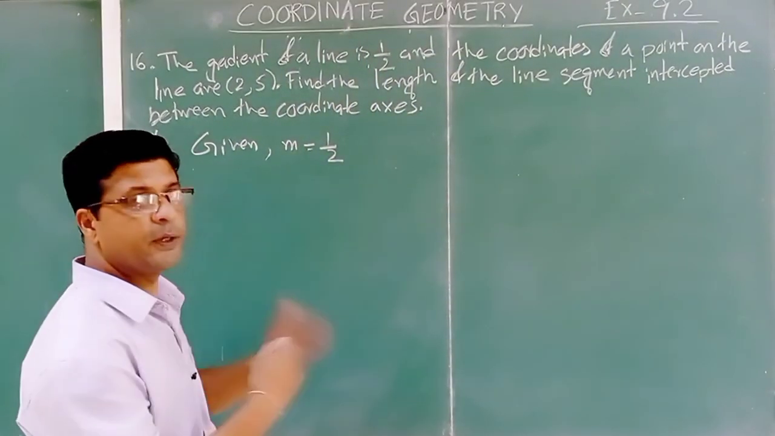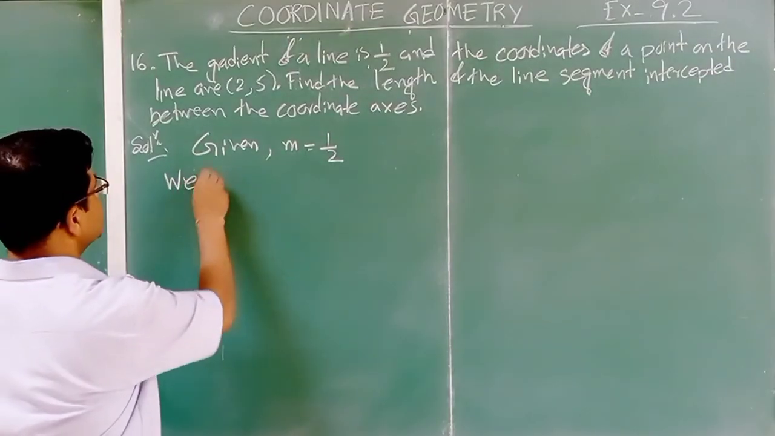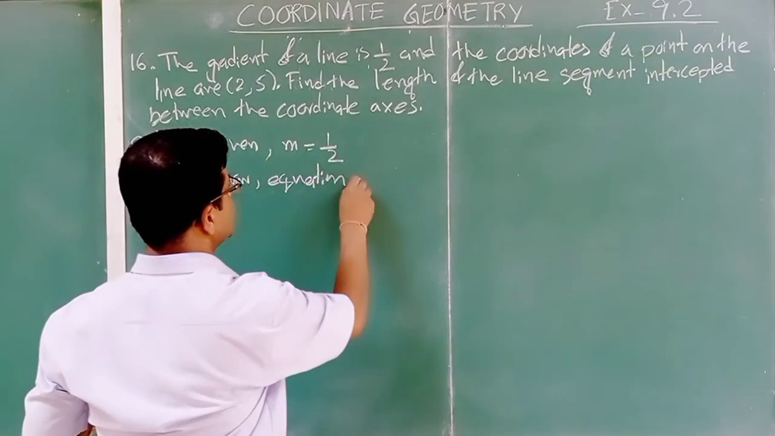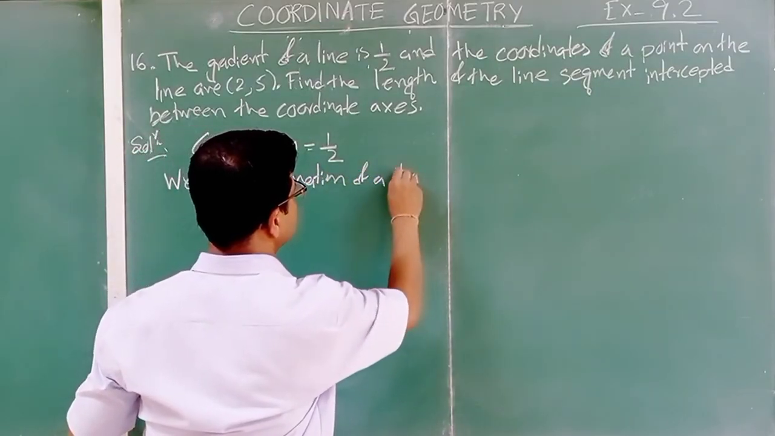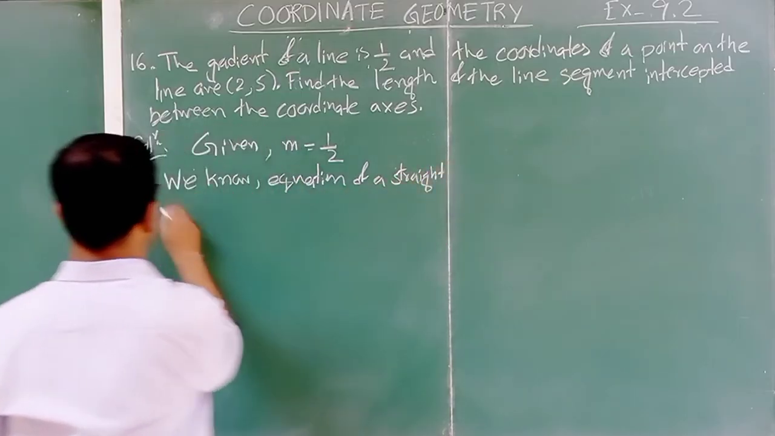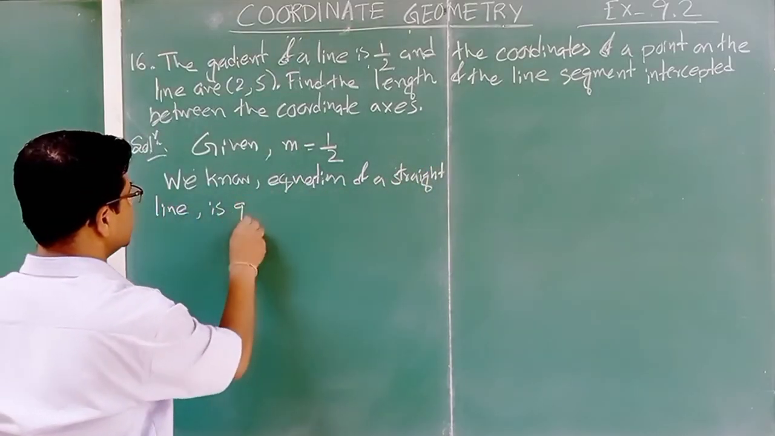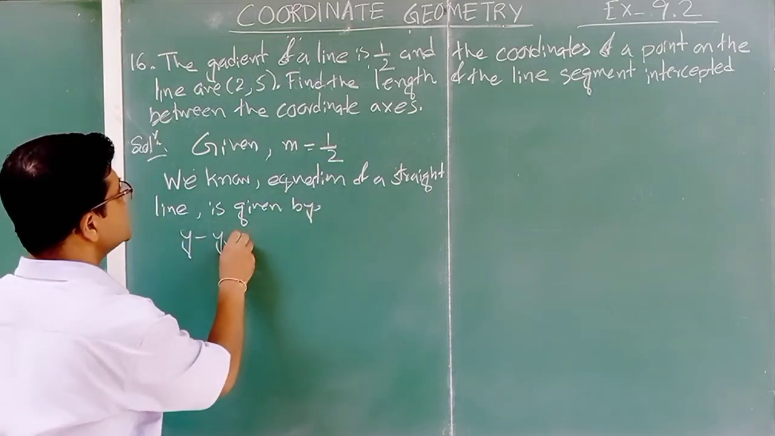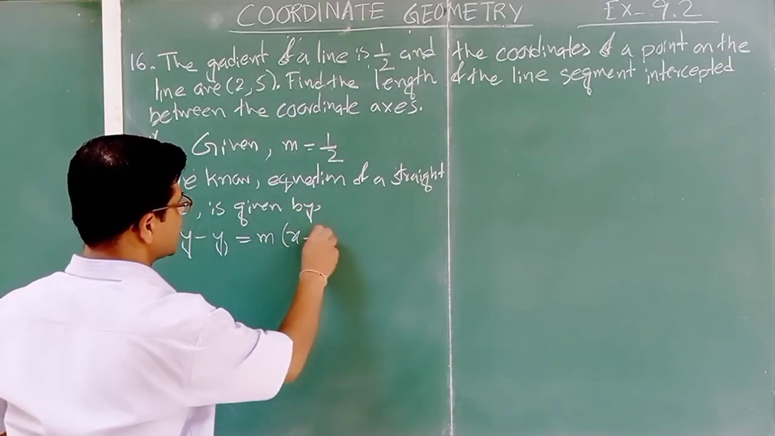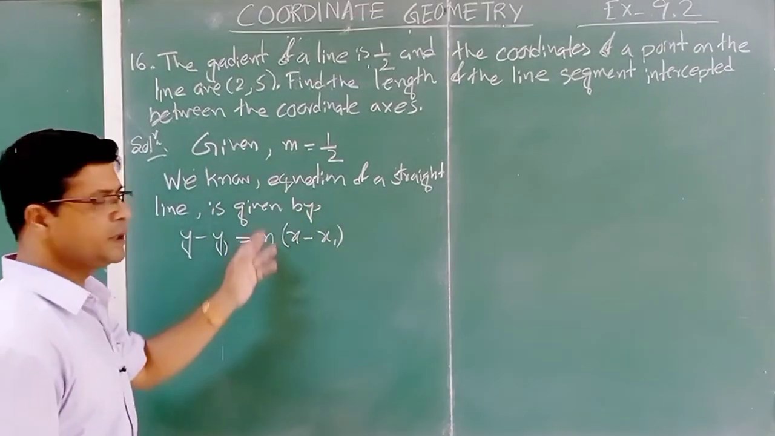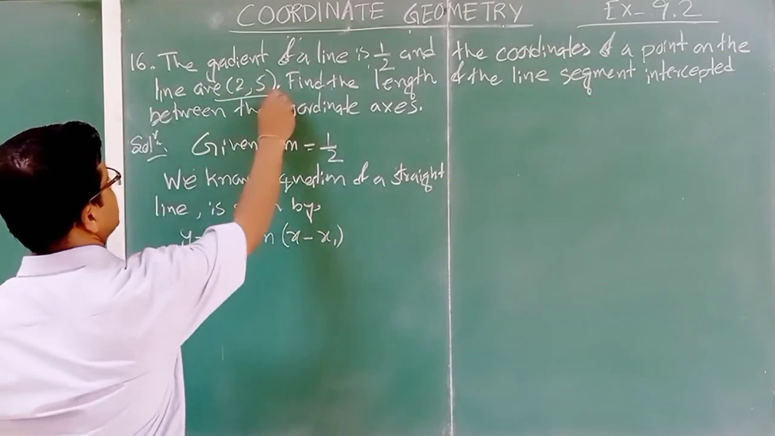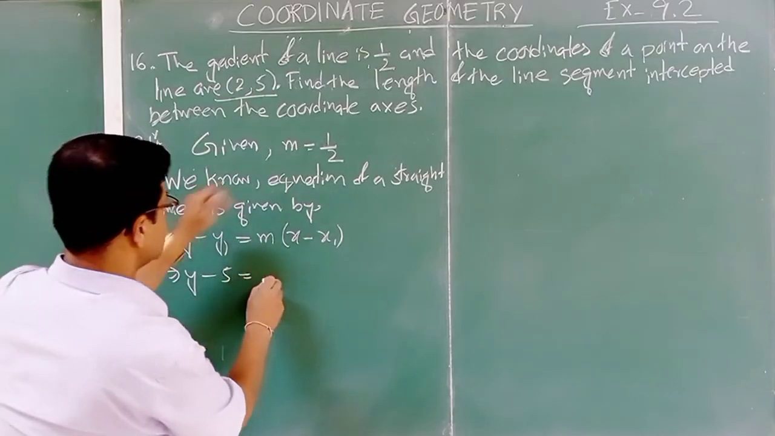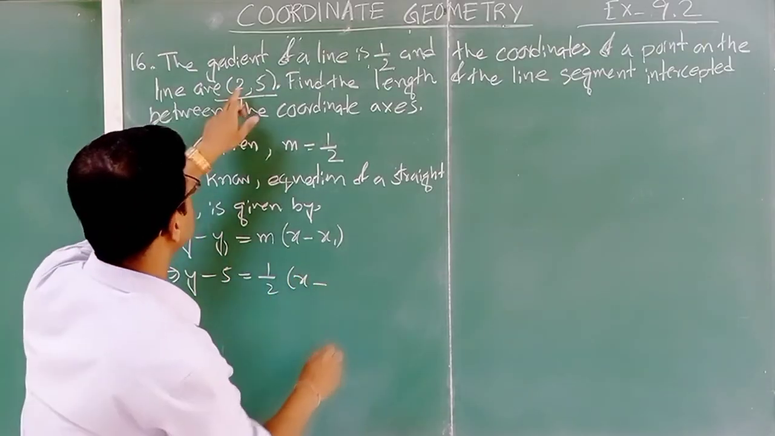So what is the format of the equation we take? We know the equation of a straight line is given by y minus y1 equals m times (x minus x1). Why have we taken this format? Because here the slope and the coordinates of a point are given. So y minus 5, m is half, x minus 2.